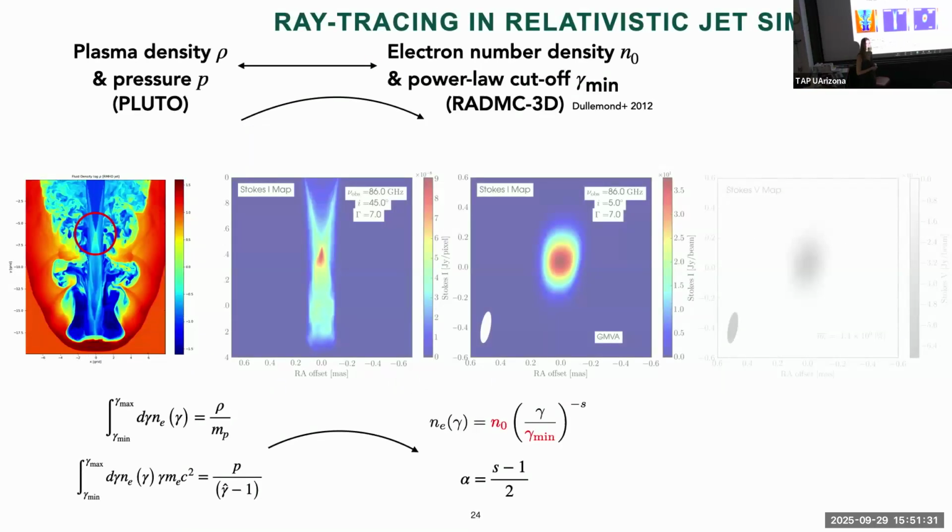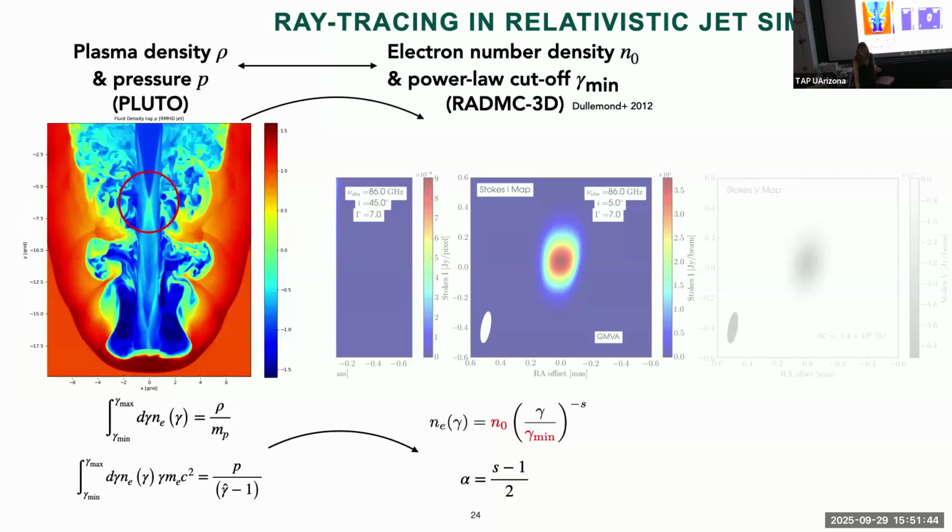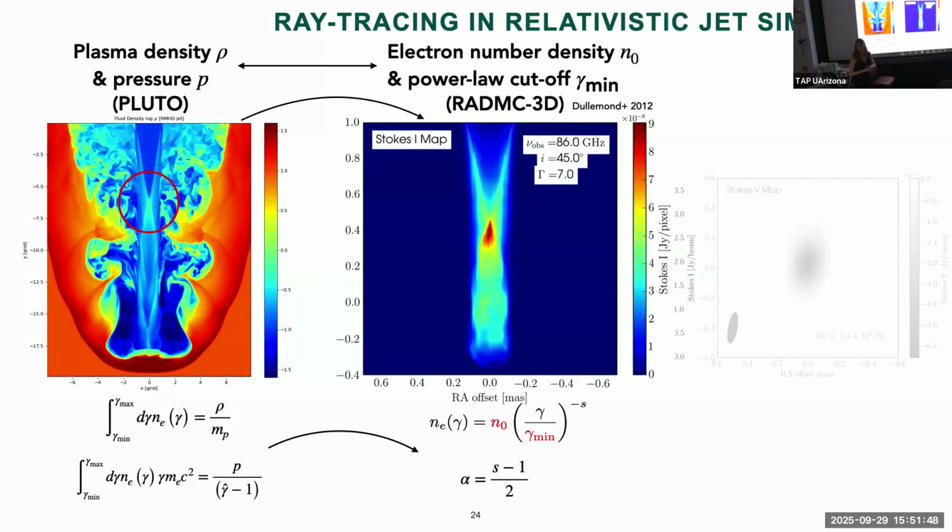So as I explained, the PLUTO simulation is purely thermal. So we have a plasma density and pressure basically on the one side. And then we focus on the recollimation shock. And then we're going to go to non-thermal synchrotron emission. So we need the electron number density and the power law cutoff of the electrons. And here's basically how we do it.